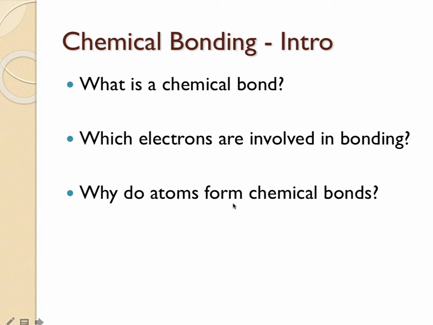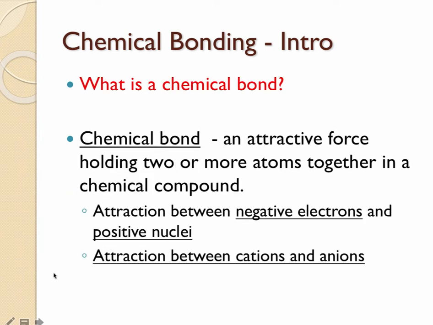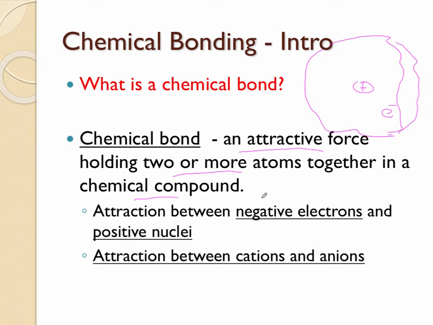Okay, so what is a chemical bond? Which electrons are involved in bonding, and why do atoms form these chemical bonds? Well, first, a chemical bond is an attractive force holding two or more atoms together in a chemical compound. As you know, in the middle of the atom is the nucleus, which is positive, surrounded by the electron cloud, which is negative. It should be more circular, okay?